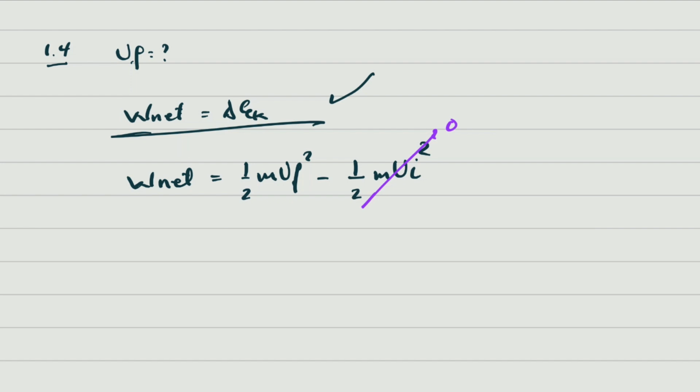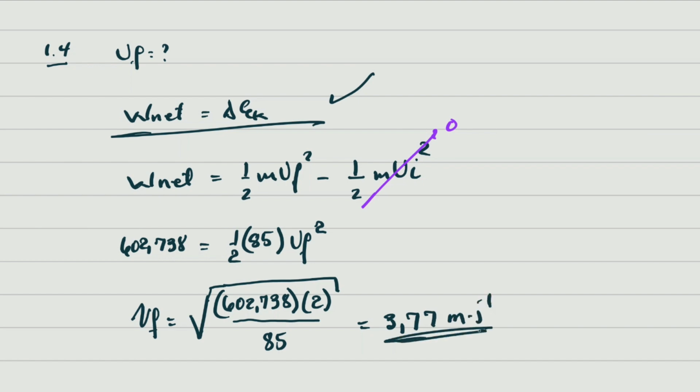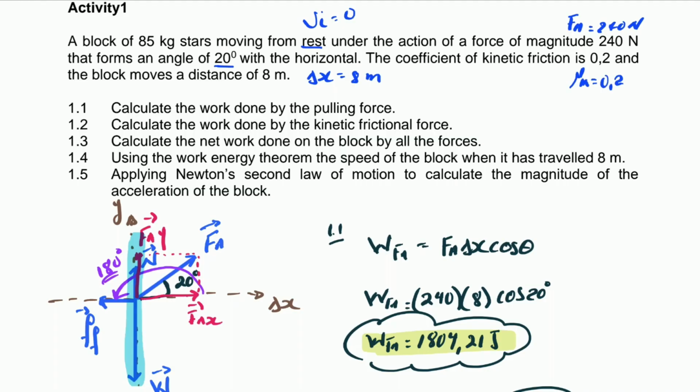So when you substitute the values here, we get that the final answer is 3,777 meters per second. This is the speed, no direction needed, and this is the final answer for question 1.4. We go to question 1.5.